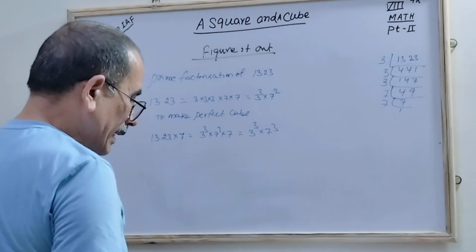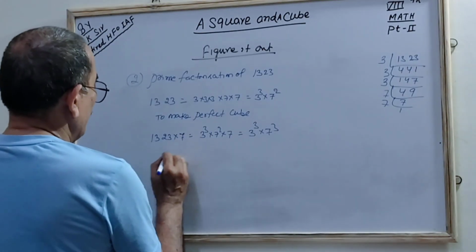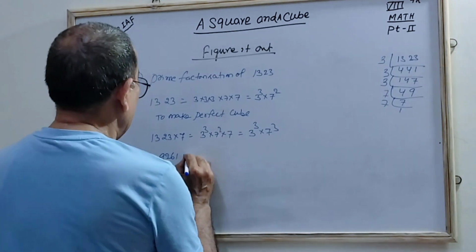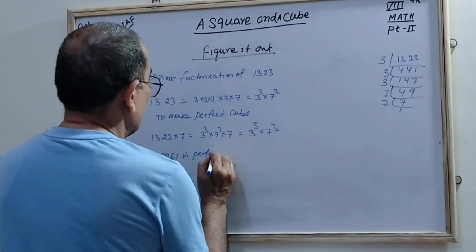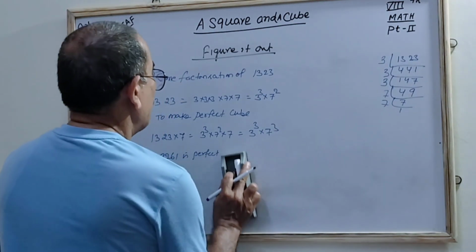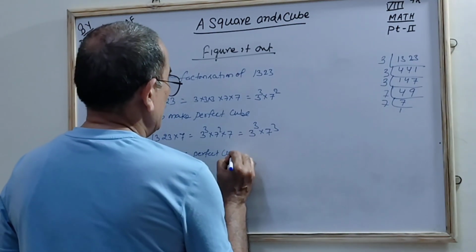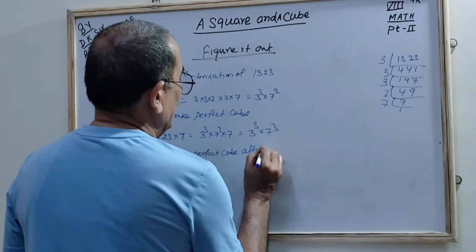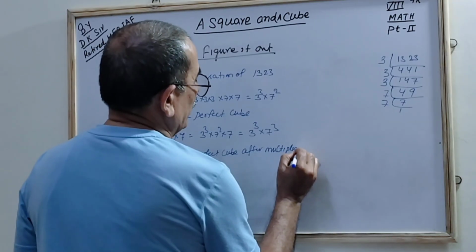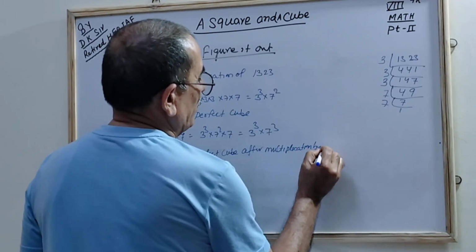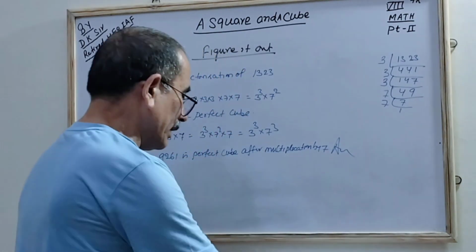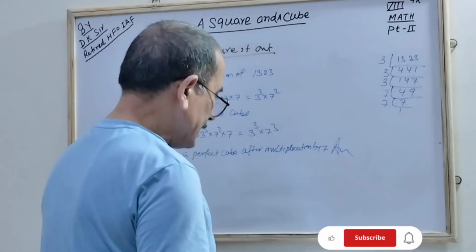Correct? So when you multiply it, how much does it become? It becomes 9261. 9261 is a perfect cube, sorry, not a square. It is a perfect cube after multiplication. This becomes the answer. Understood? This is the answer of that. Correct? Now we will see the next.